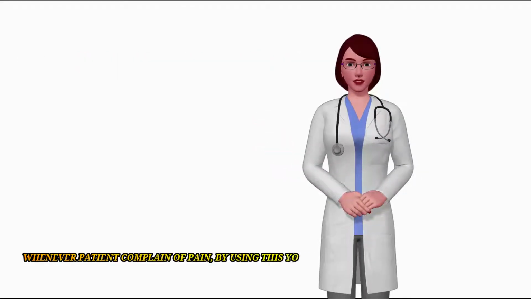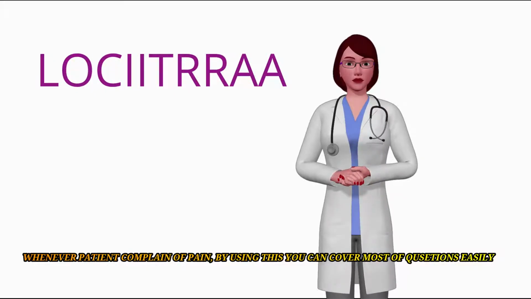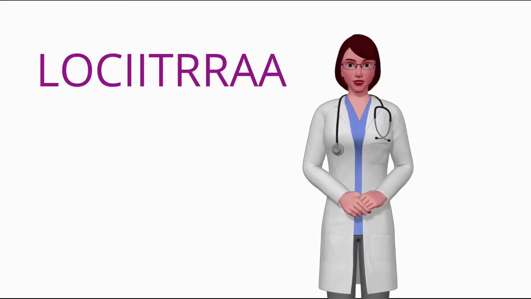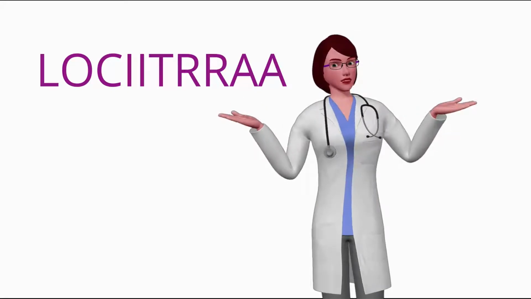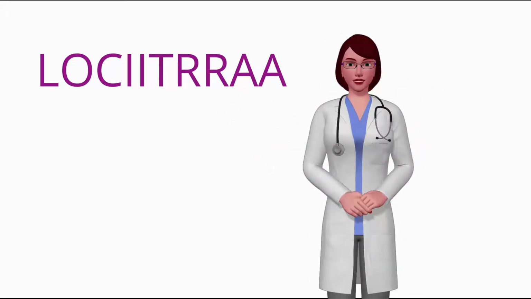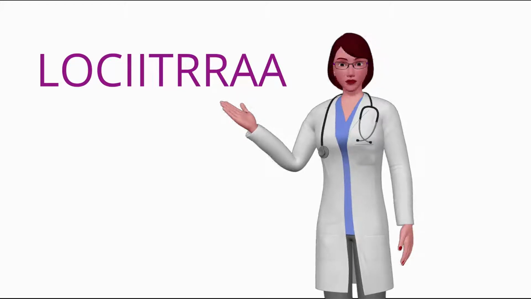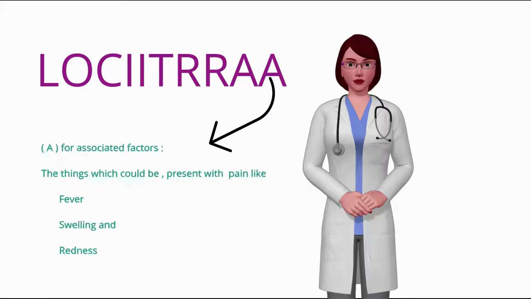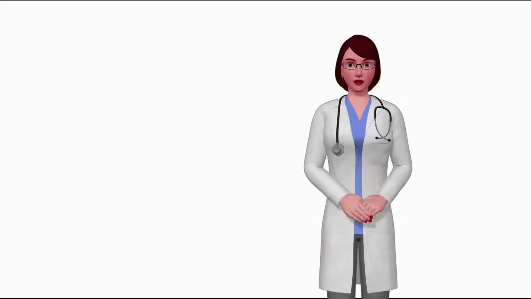Also, I want to suggest you use this formula while taking history of pain: LOCIITRRAA. L for location of pain. O for onset of pain. C for character of pain. I for intensity of pain, and again I for intermittency of pain. T for timing of pain. R for radiation of pain, and again R for how pain is relieved. A for aggravating factors, and again A for associated factors, that is, the things which could be present with joint pain like fever, swelling and redness, etc.